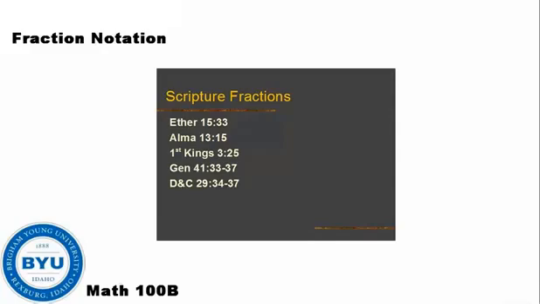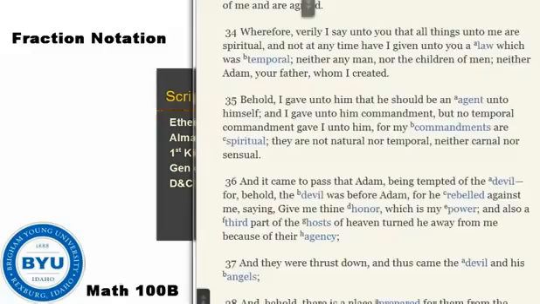Okay, welcome back. Hopefully you found that interesting, all the fractions that are involved. My personal favorite one is definitely Doctrine and Covenants, where the Lord is talking to Joseph Smith, and he says, "Wherefore, verily I say unto you that all things unto me are spiritual, and not at any time have I given unto you a law which was temporal. Neither any man, nor the children of men, neither Adam, nor your father, whom I created." Which is interesting. So here he's talking about a law, and it's always been a spiritual law.